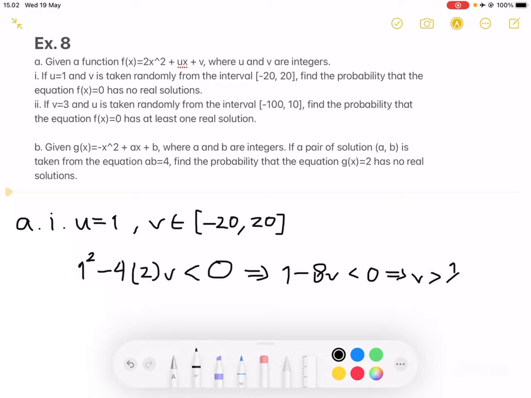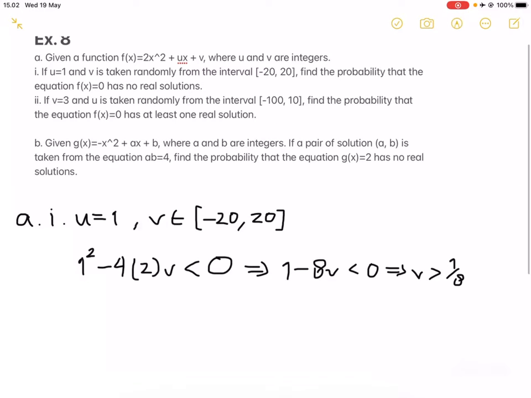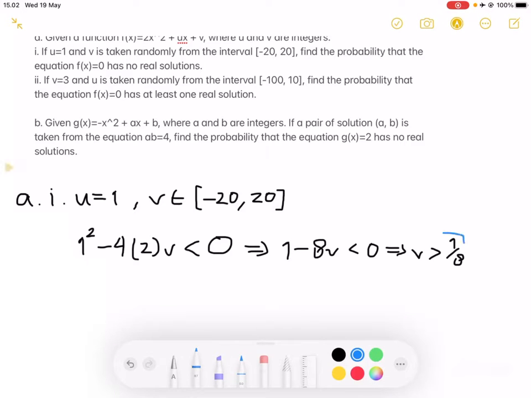or in other words, v must be greater than 1/8. Now we can check the solution back against our interval to see how many values of v satisfy this, and there are a total of 20 of them. So our probability, since v is taken randomly, will be 20 over the number of integers in this interval, which is 41. You can check that on your own.